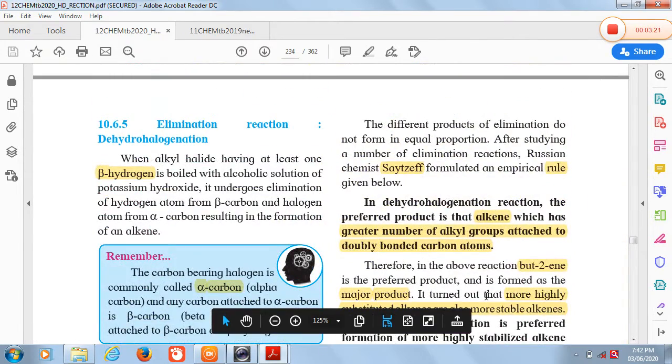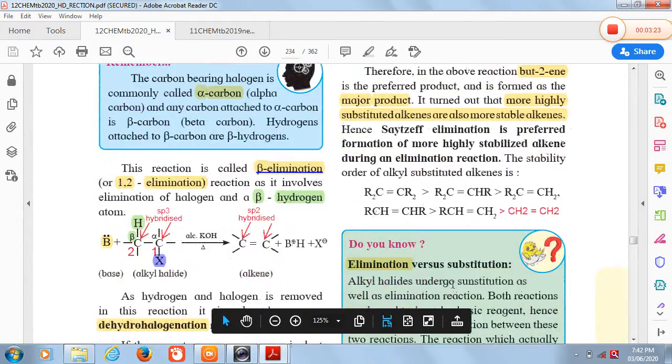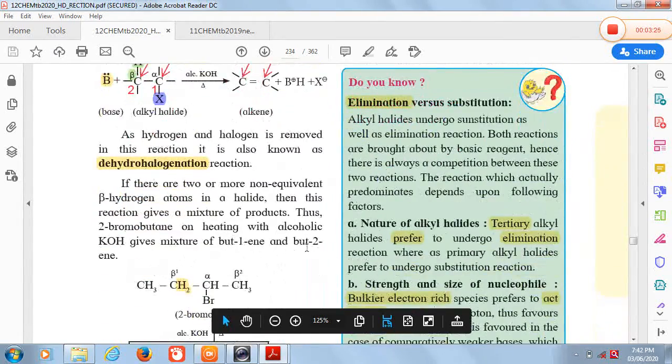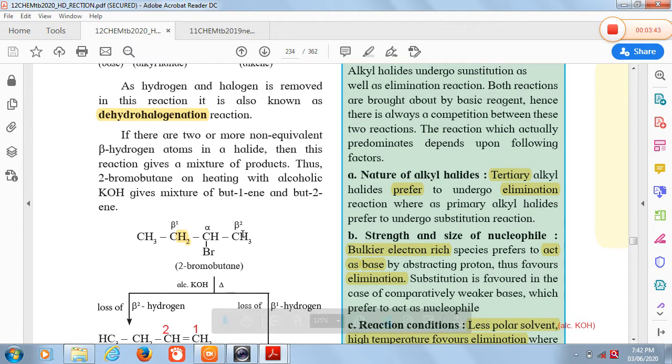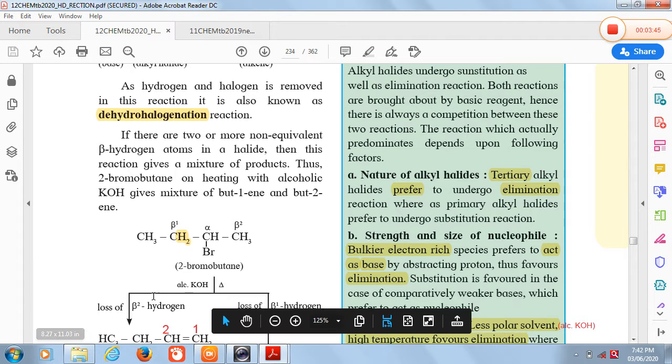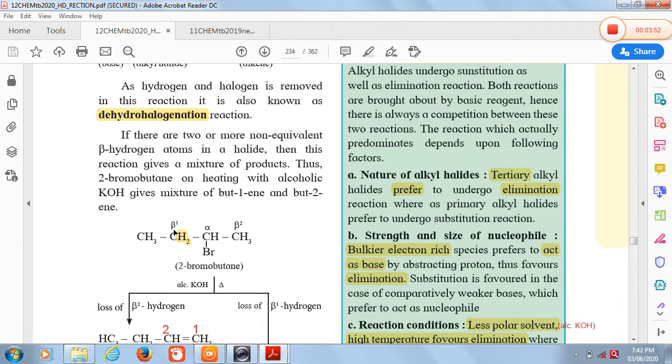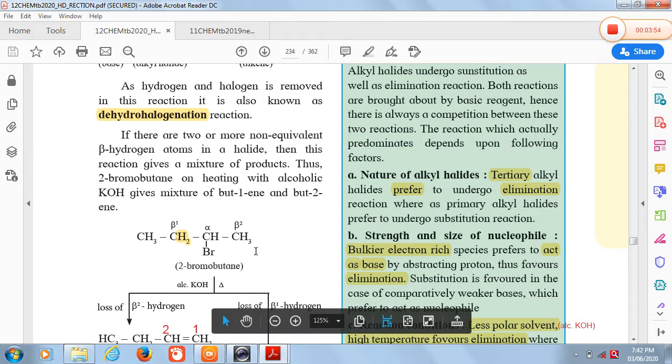Now let us consider the elimination reaction in 2-chloro or 2-bromo-butane. Here we take 2-bromo-butane. Bromine is present on this carbon, which is the alpha carbon. Next to that is CH3, so this carbon is a beta carbon. On the left-hand side there is CH2 and CH3, so this carbon is also a beta carbon. We call this carbon beta 1 and this carbon beta 2 for our understanding.